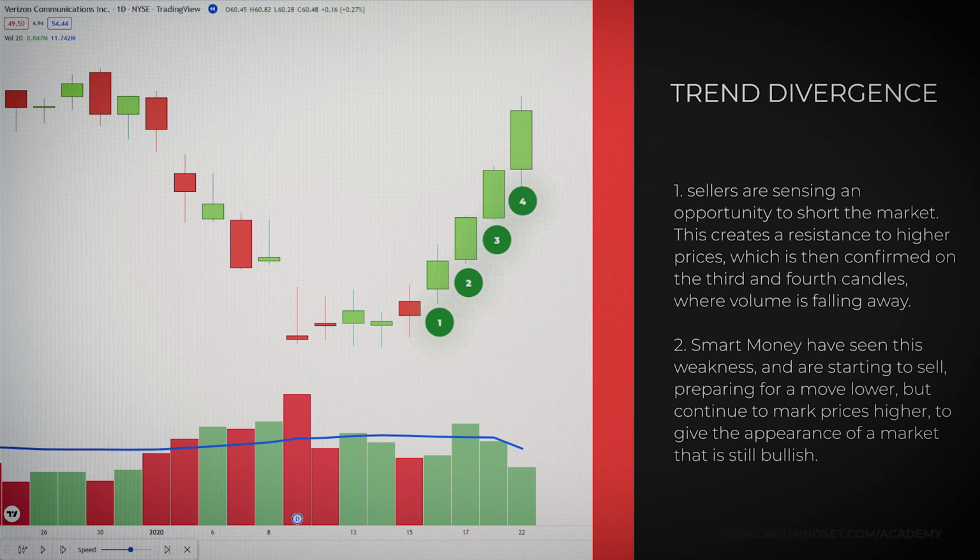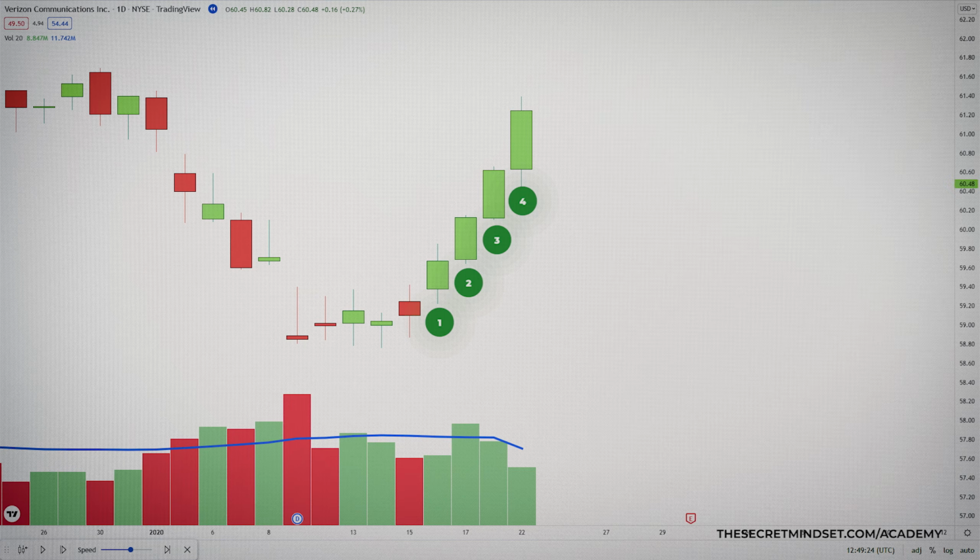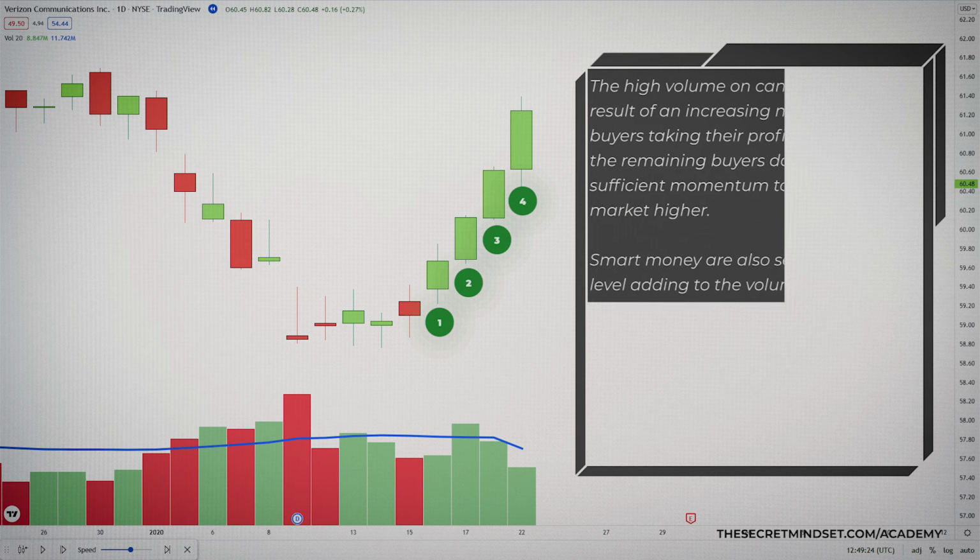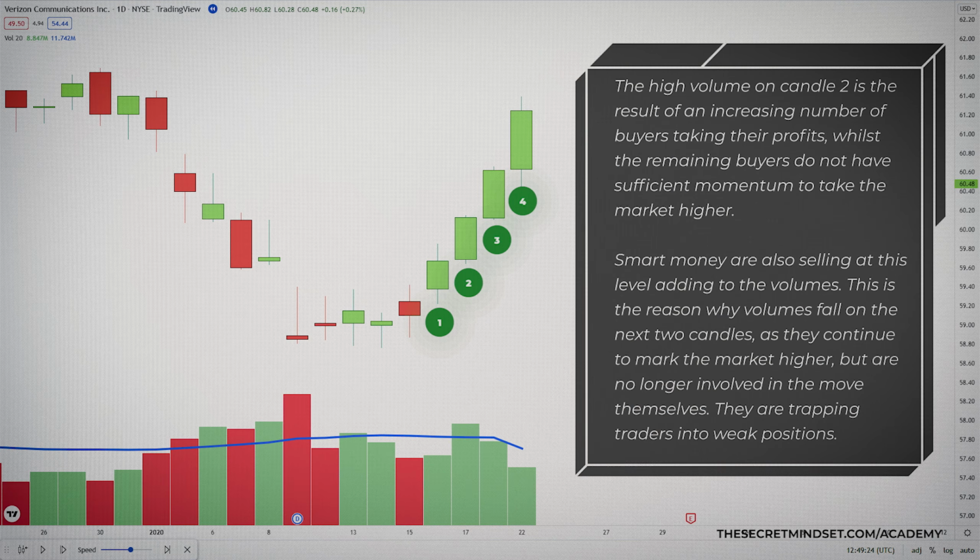Smart money have seen this weakness and are starting to sell, preparing for a move lower, but continue to mark prices higher to give the appearance of a market that is still bullish. It is not. This may only be a temporary pause and not a major change in trend, but nevertheless, it's a warning of a potential weakness in the market.